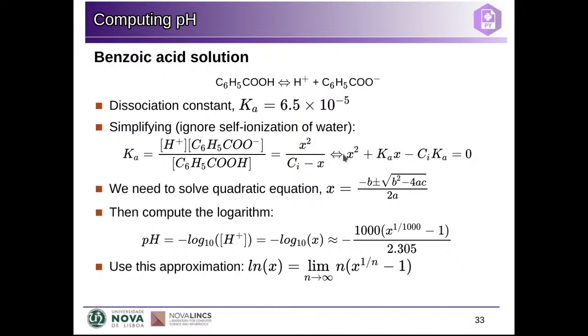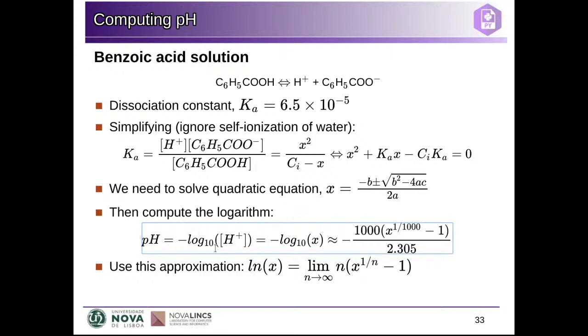So we solve this quadratic equation. We have the formula for solving the quadratic equation: minus b, plus or minus the square root of b squared minus 4ac, where a is 1 here, and the c there, and so forth. With this, we have the concentration of H plus, and minus the logarithm base 10 of this concentration is the definition of pH.